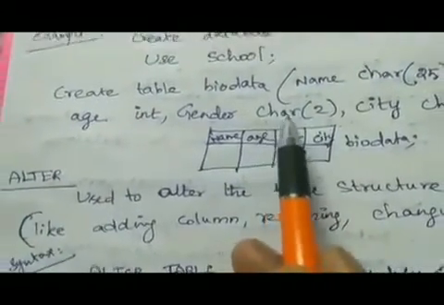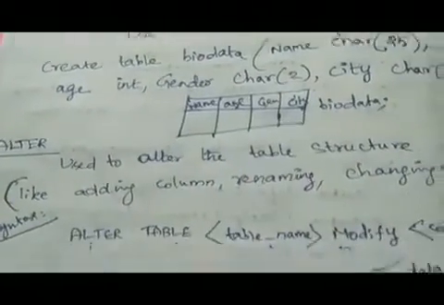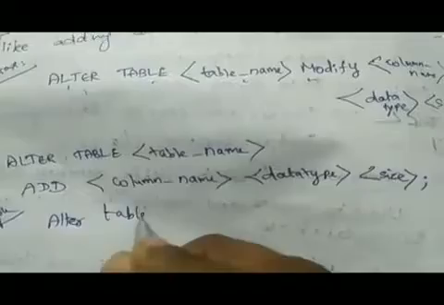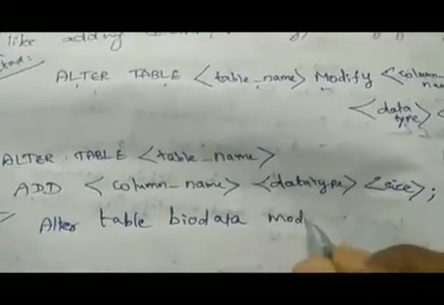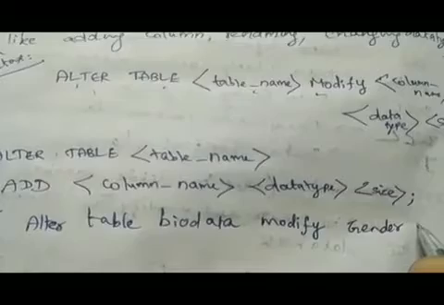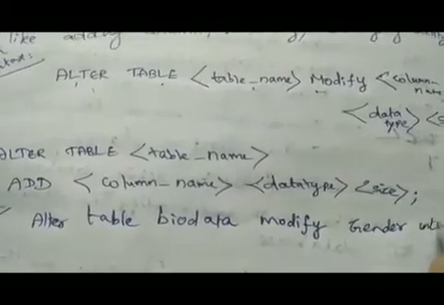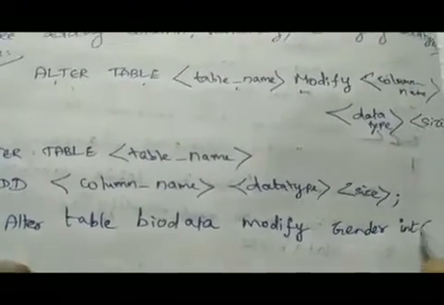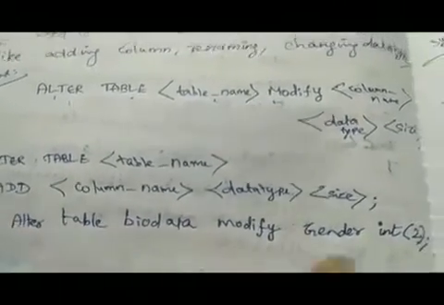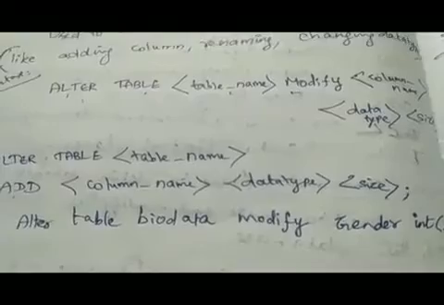So how can I change it? With the help of alter table. Alter table, what is the table name? Biodata. So biodata, what are we going to do? We are going to modify. Which column are we going to modify? Gender. Gender what? Data type. It's in character, but we are going to change this to integer. And then the size we can specify as 2 or 3, whatever the size. So here is a command which is used to modify the table structure.